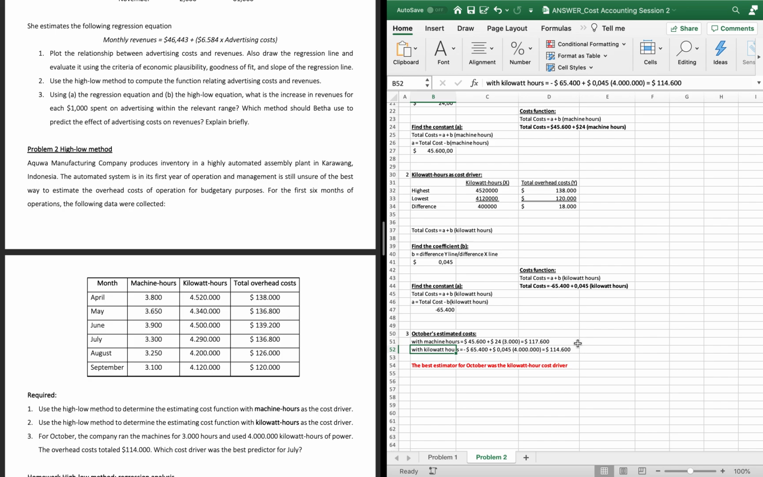This results in a total cost of $117,600. While when we use the kilowatt hour as our cost driver, we get $114,600. So the best estimator for October was the kilowatt hour, because the difference between the overhead cost and the estimated cost is relatively small when using the kilowatt hour as the cost driver.